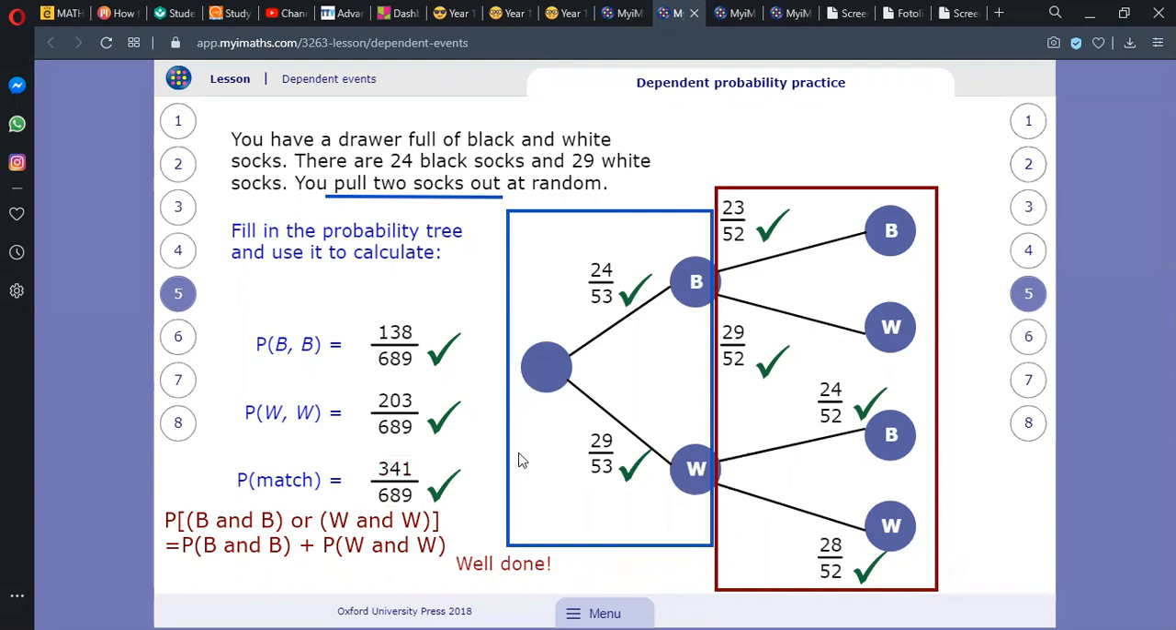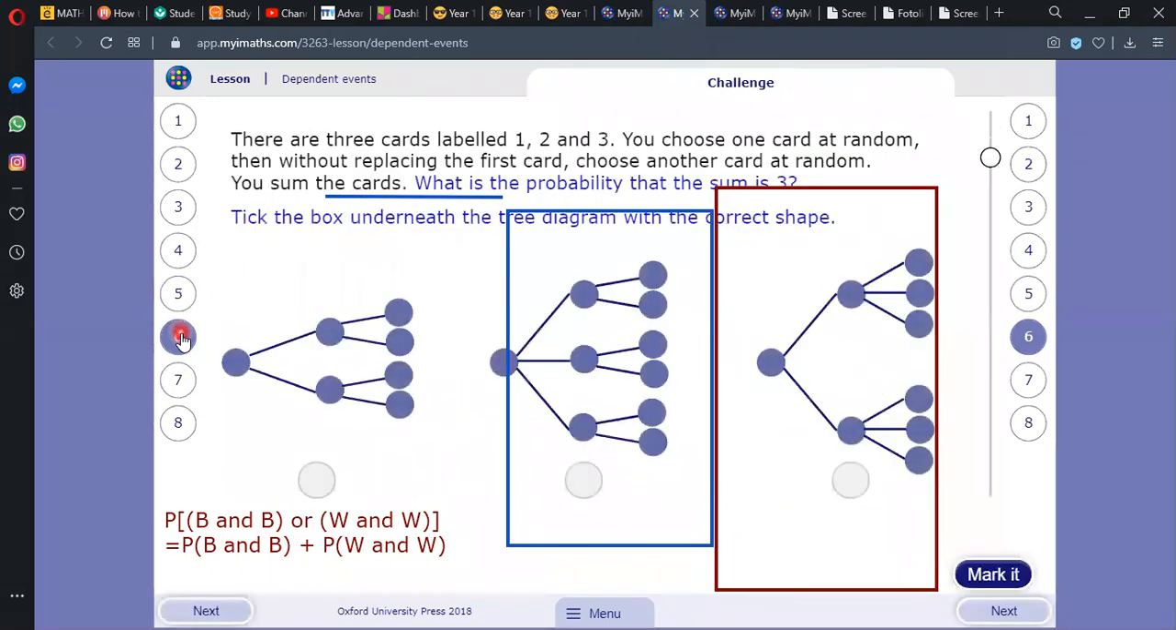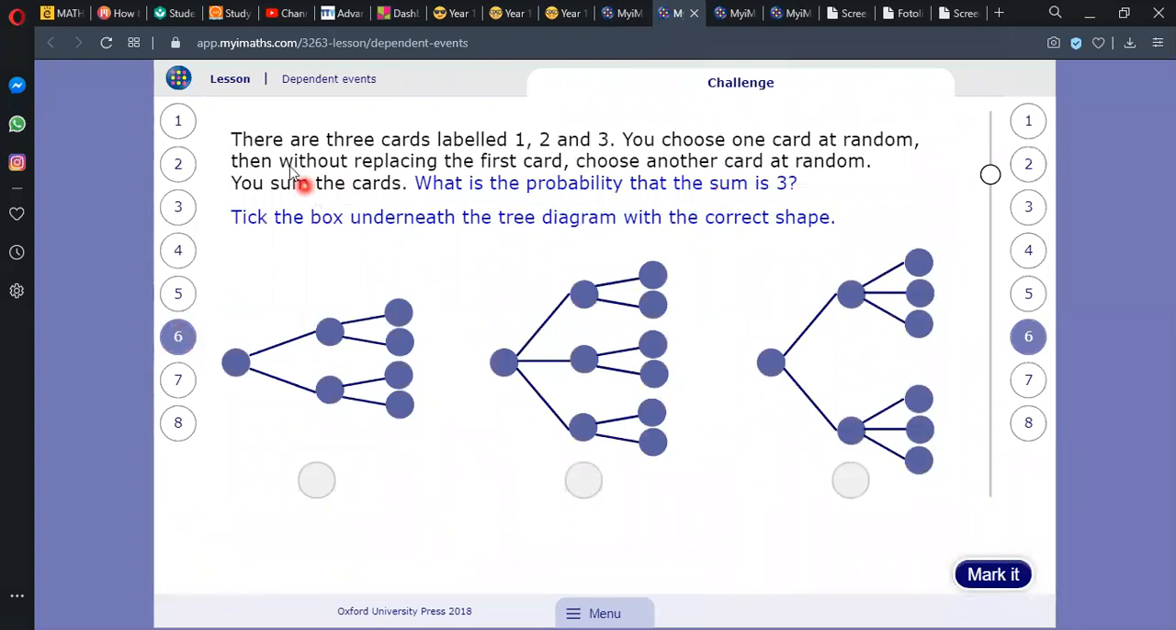Well done, guys. So you can see how this is going. Very interesting. You just have to understand the process and get it over with. Okay, so that is that. Moving on. Over here, you can see what I have here. There are 3 cards labeled 1, 2, 3. Choose one card at random. Then without replacing the first card, choose another card at random. You sum the cards. What is the probability that the sum is 3?